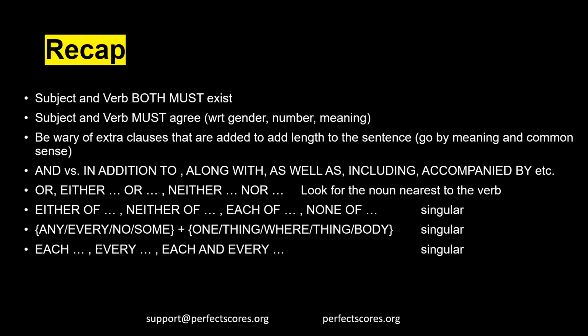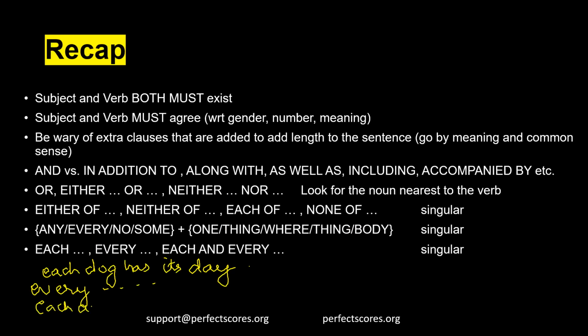The next is each, every, and each and every. For example, each dog has its day. So it's going to be singular. Same goes for every dog has its day, and for each and every dog has its day. Again, these are all singular, because when we use these words, we single out one particular component. And so it becomes singular.